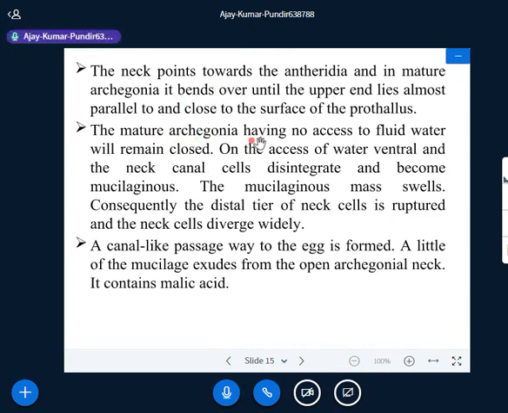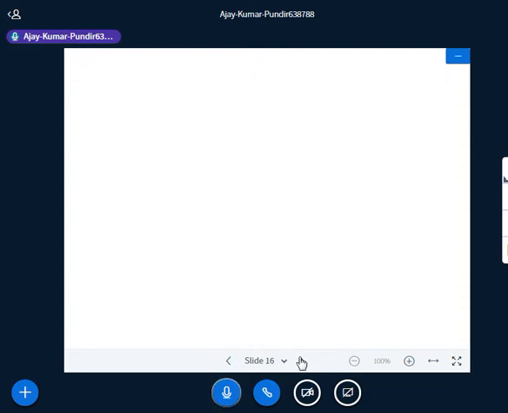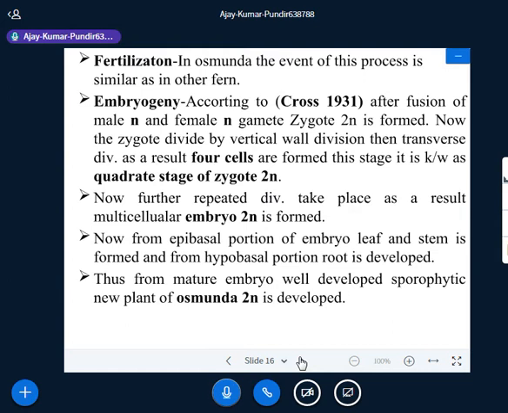द मैच्योर आर्चिगोनिया having no access to fluid water will remain closed on the axis of water venter, and the neck canal cell degenerates and becomes mucilage. The mucilage mass swells. मैंने आपको बताया वही मैलिक एसिड, फ्यूमेरिक एसिड सब बनता है. देखिए मैलिक एसिड है ना, वो सब मैंने आपको डिस्कस कर दिया. सभी में एक ऐसा ही डेवलपमेंट होता है.